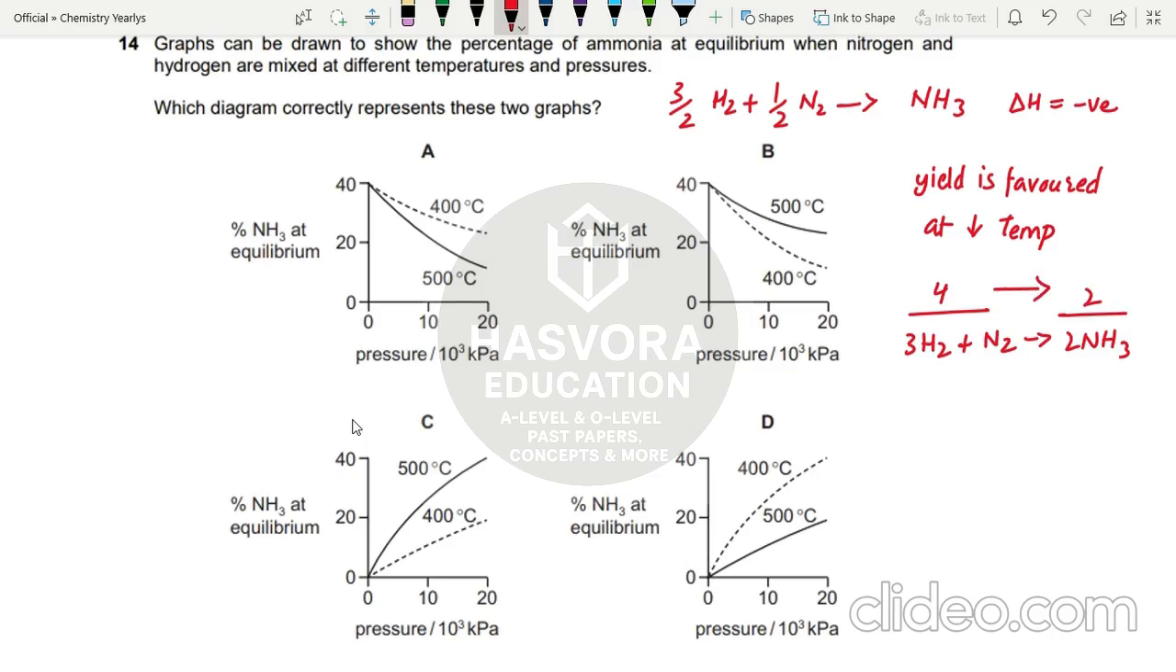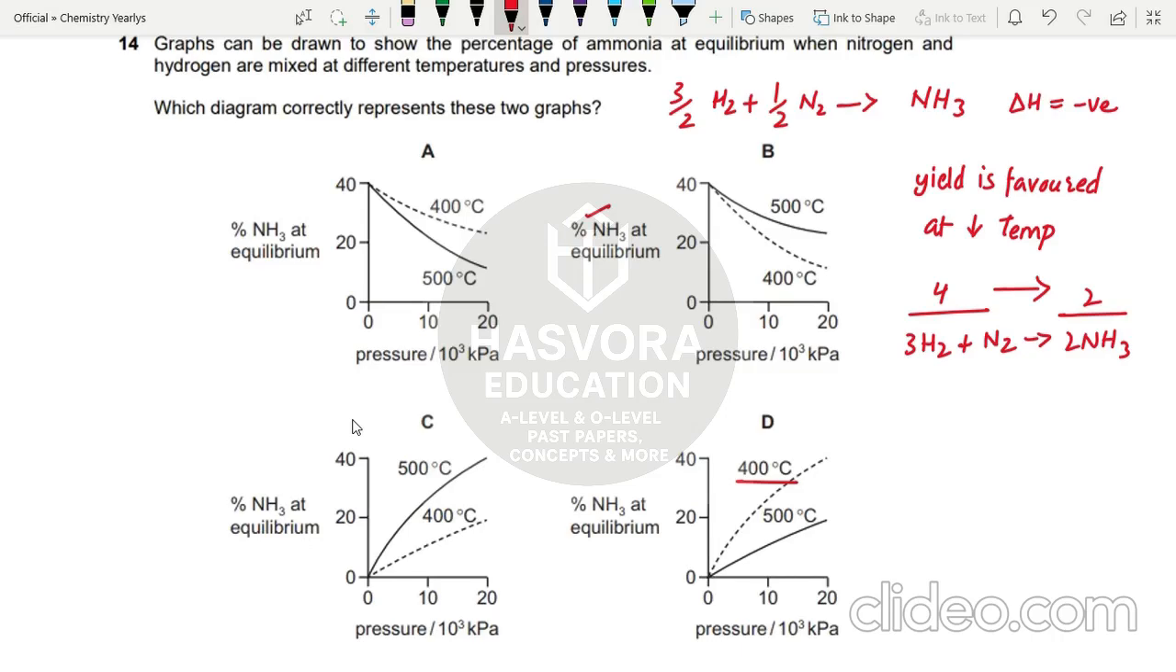This is the yield, on the y-axis they have given the yield. If we increase the pressure, the yield is going to increase, and if we decrease the temperature, the yield is also going to increase. So the yield is going to be more at 400 Celsius, and at 500 Celsius it is going to be less.